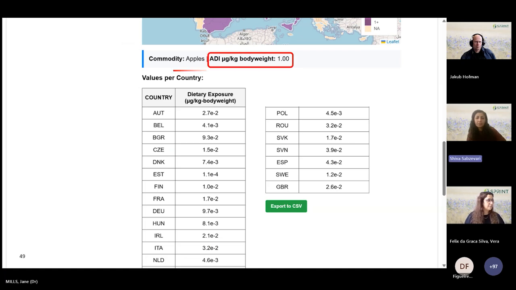The numeric values are also available in the toolbox right below the maps for more exploration, and there is also the possibility to download the data in CSV format. And also ADI values are presented in the toolbox for risk assessment purposes. Thank you.